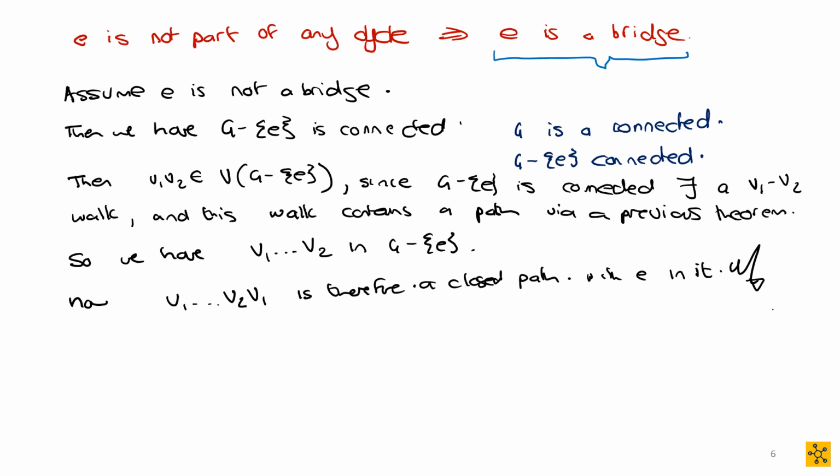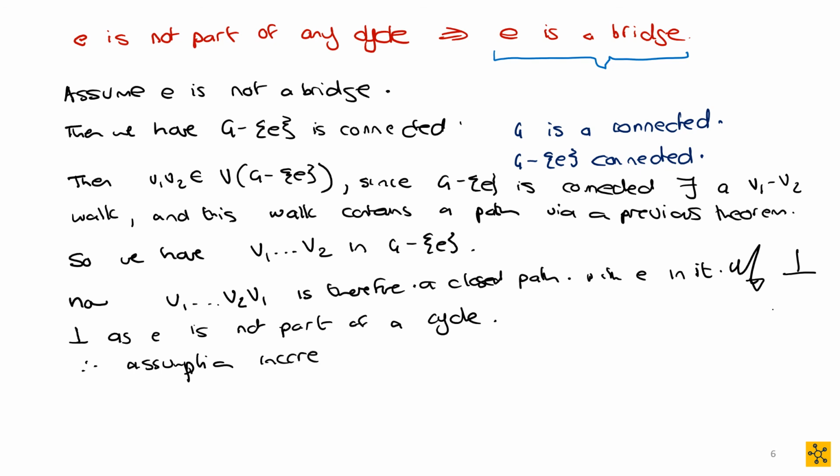Okay, that little lightning bolt is technically a contradiction, which I have mentioned previously, and you can also use the upside down T. So just your choice. And it's a contradiction as E is not part of a cycle. Therefore, our assumption is incorrect. And that means that E is a bridge.